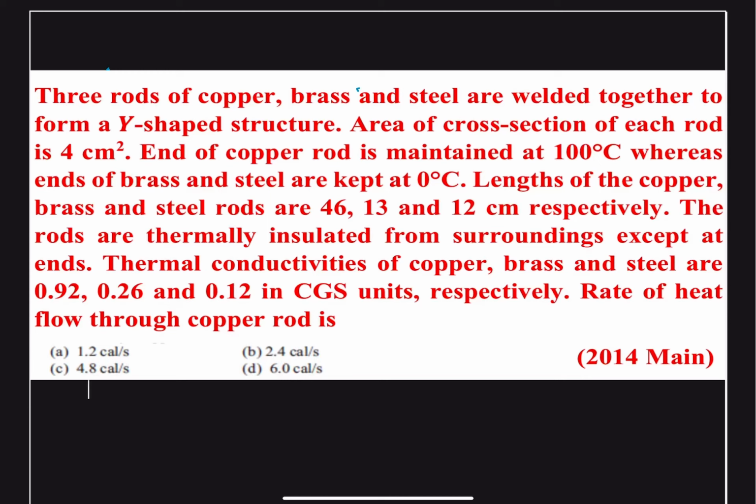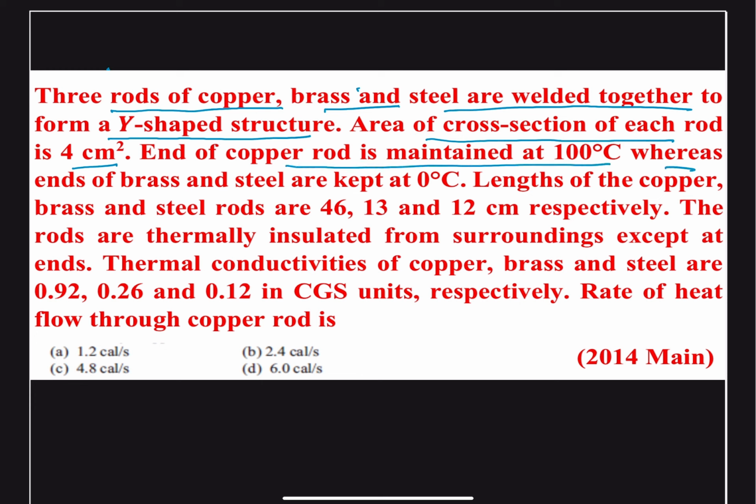Hello friends, in today's question, three rods of copper, brass and steel are welded together to form a Y-shaped structure. The area of cross section of each rod is 4 cm square. The end of the copper rod is maintained at 100 degrees centigrade, whereas the ends of brass and steel are kept at 0 degrees centigrade. The lengths of the copper, brass and steel rods are 14, 13 and 12 cm respectively.